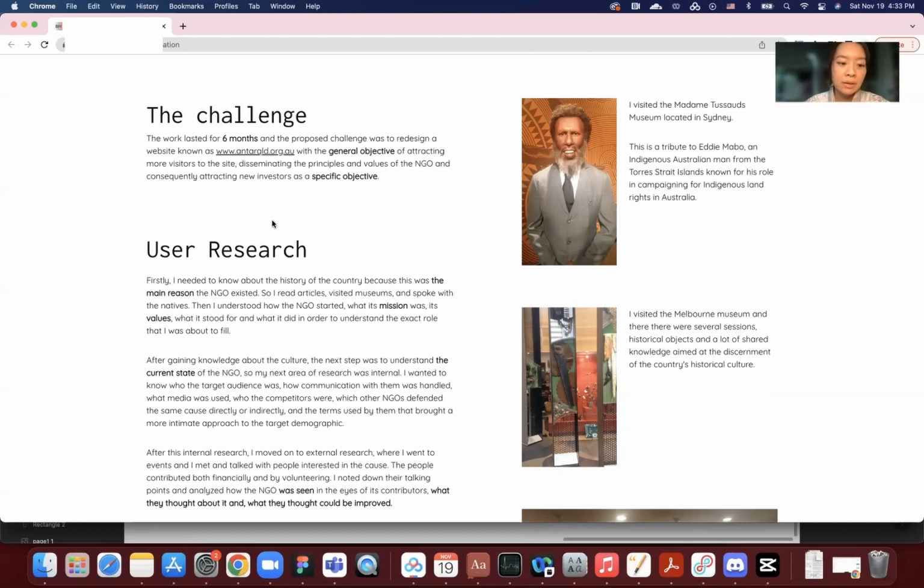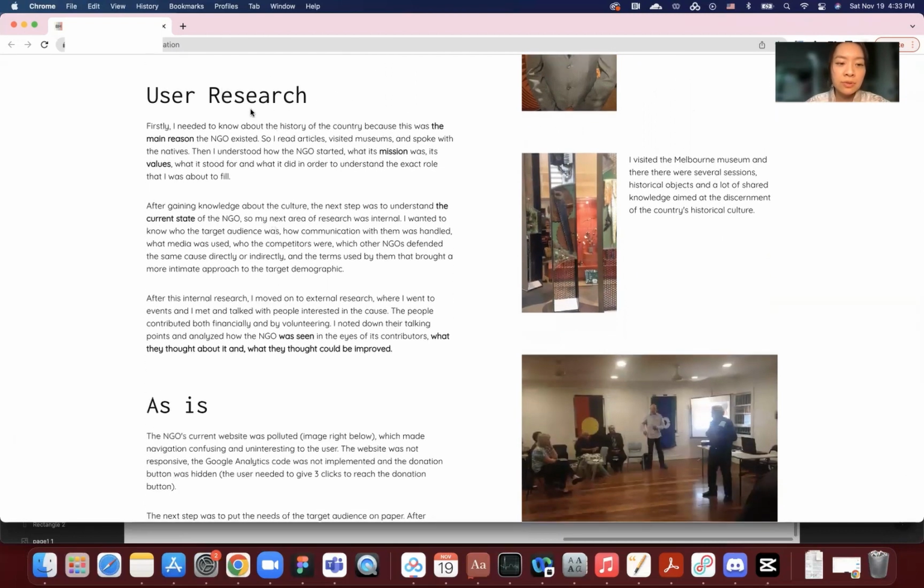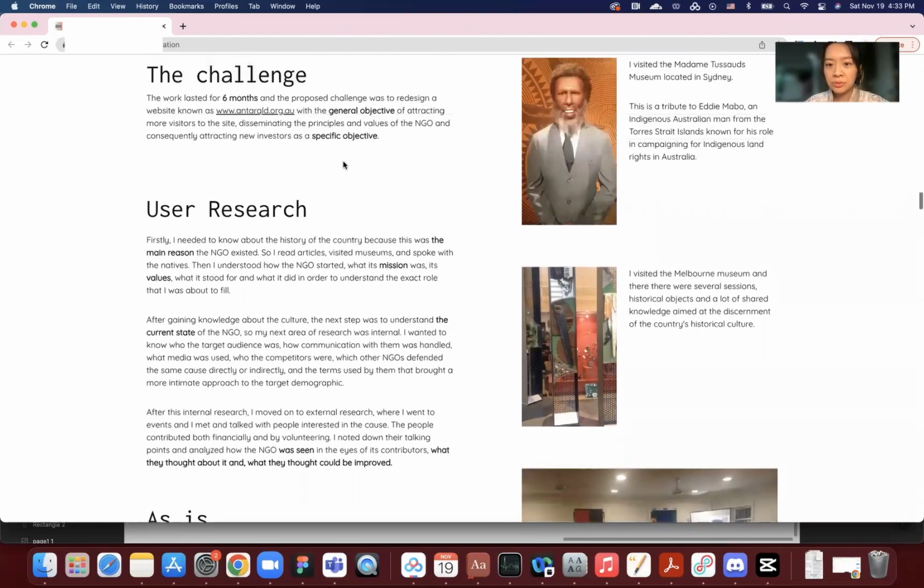Okay. And for user research, I really love some of the approaches that you took. For example, you went to museums, you also participated in some activities. Talking to other people, really doing those field studies is definitely going to help you get a deep understanding of the user's needs and also the user problems you're trying to solve. I think this approach is very unique.